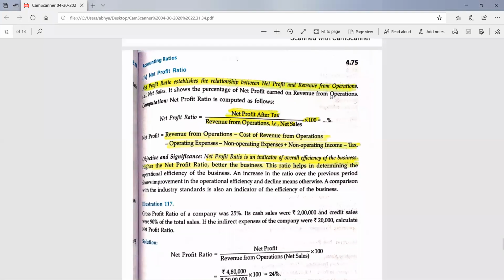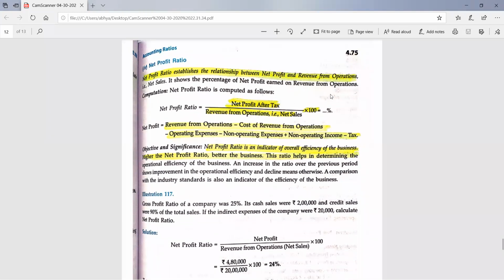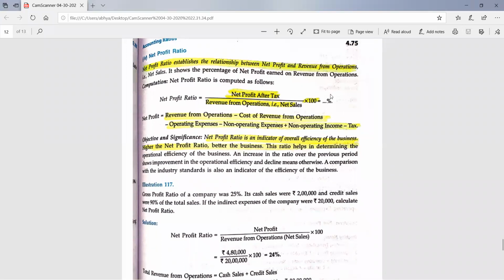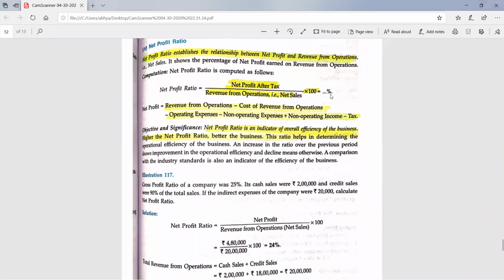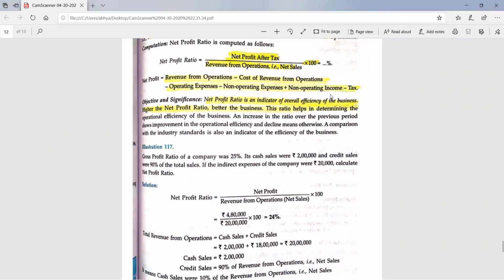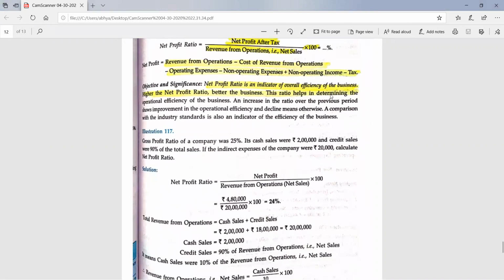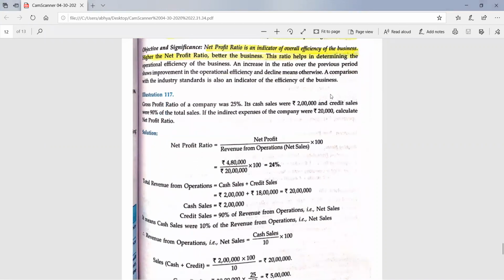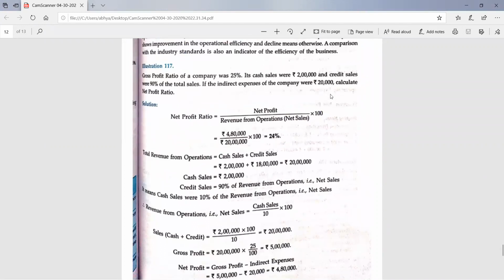And RFO will remain same. RFO means net sales into 100. The higher the ratio, the better the ratio, and it shows the overall efficiency of the business, whether the funds are utilized in a better way or not. So here, like in this question, you have to find out net profit ratio. GP ratio is given, you can see from the solution, and the next question you are going to solve yourself.